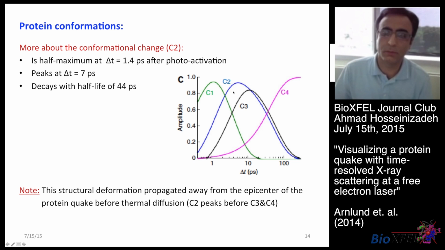Let's talk more about this plot. The half maximum of C2 is just at delta T equals 1.4 picoseconds after photoactivation, and it peaks at 7 picoseconds and decays with a half-life of 44 picoseconds. But anyway, the main conclusion was that this structural deformation propagated away from the epicenter of the protein quake before thermal diffusion. As you see, C1 and C2, responsible for these structural changes, come before C3 and C4. So they are in advance of this heat propagation.